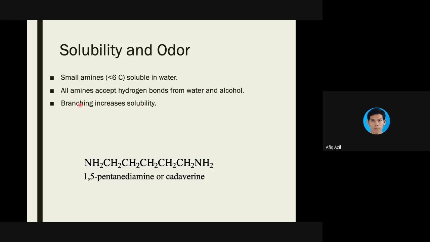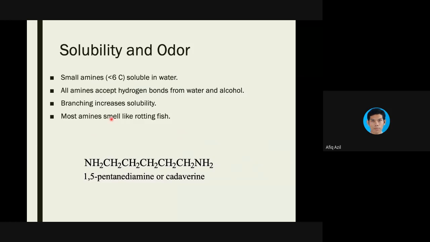So what does it mean by branching? Branching on the carbon chain. Like this one, this is considered just a normal straight chain. But if you have branching, maybe you have an ethyl group over here, another ethyl group attached to this carbon, and then another ethyl group here. So that will increase solubility as well.